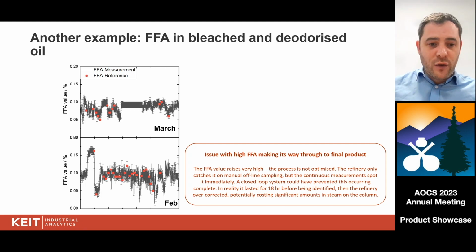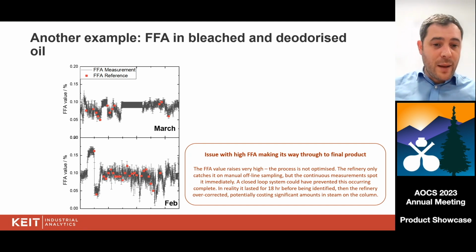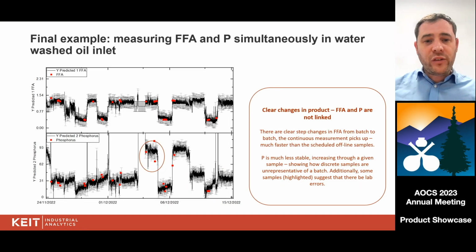And to fix that, they overcorrected. They overcorrected down to here at high cost, and then eventually got back to their correct set point. Continuous measurement would have made that never happen in the first place. Or if it had, they'd have been able to rectify it very, very quickly. But it's not just FFA.